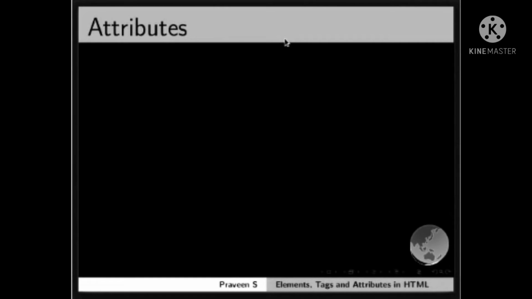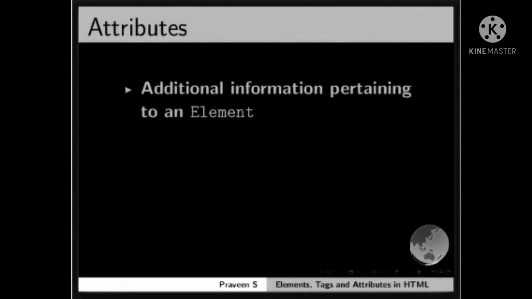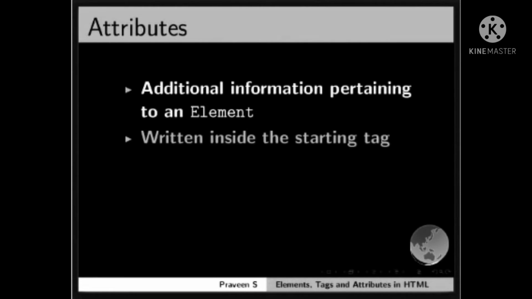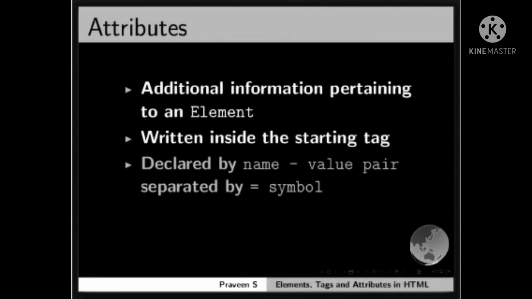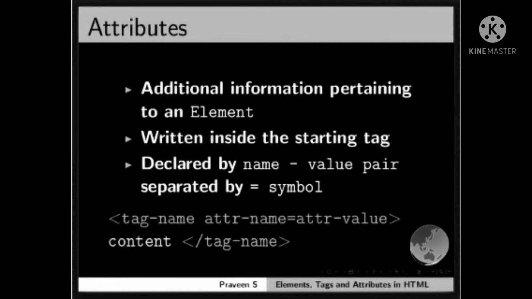Now we will learn about tag attributes. An attribute is additional information pertaining to an element. It is written inside the starting tag. Each attribute is declared by a name value pair separated by the equal to symbol. The syntax is: open angular bracket, tag name, space, attribute name equal to attribute value, closing angular bracket, followed by the content and ending with / tag name within angular brackets.